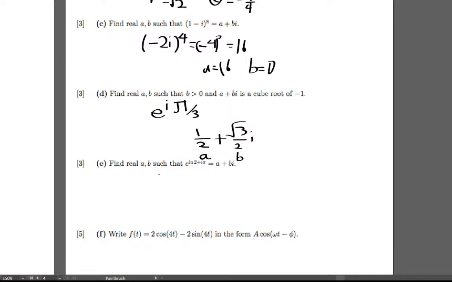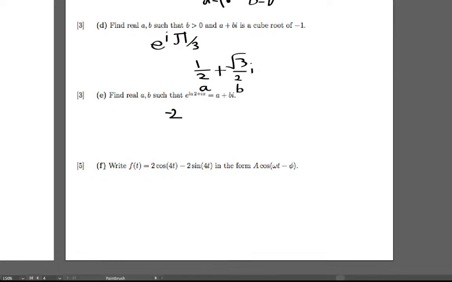Find real a point. Oh, okay. First things first, e to the i pi is obviously negative 1. So it's actually negative 2. Negative 2? Wait, really? Yeah, everything is actually multiplied by 2. And then i pi, cosine theta is negative 1, sine theta. The answer is actually negative 2. Okay.